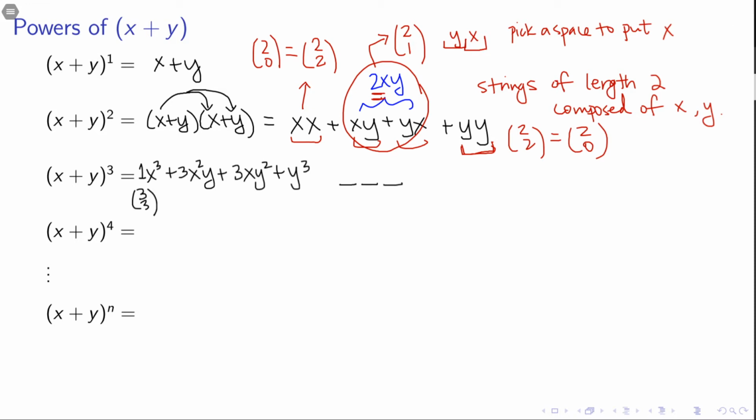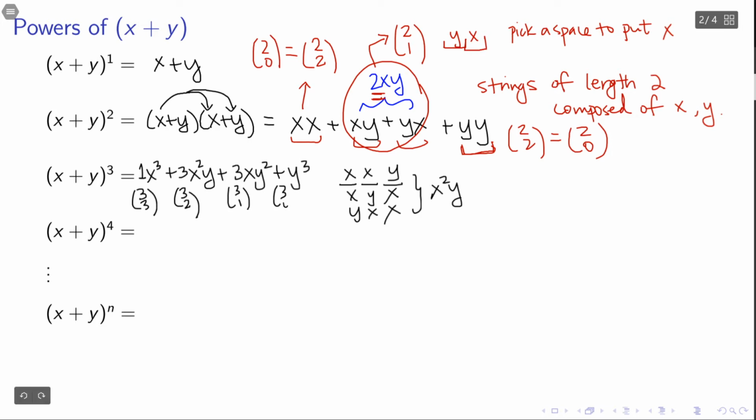Now, how many ways are there to fill the spaces with 2 x's and 1 y? We can have an xxy, xyx, or a yxx, giving us 3 choose 2 terms, or 3 choose 2 strings that all correspond to x squared y. And so on. So this is 3 choose 1 and 3 choose 0 for the coefficients of xy squared and y cubed.